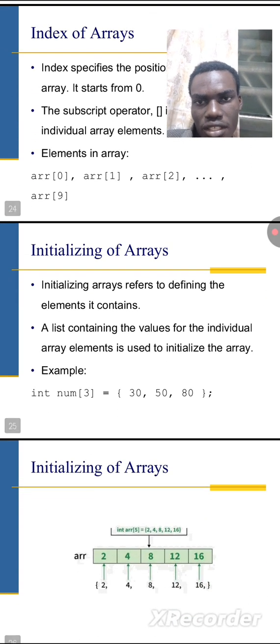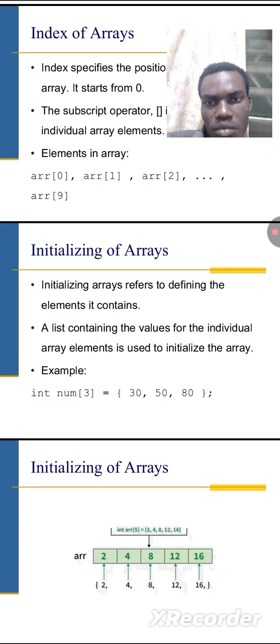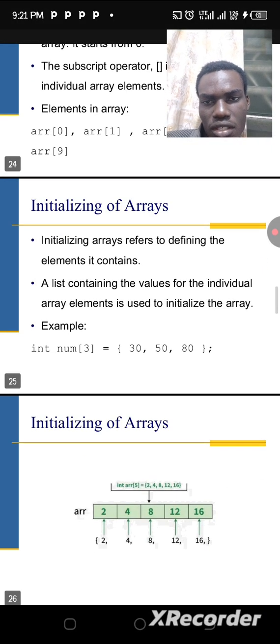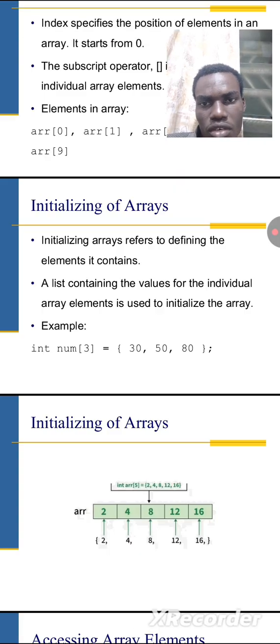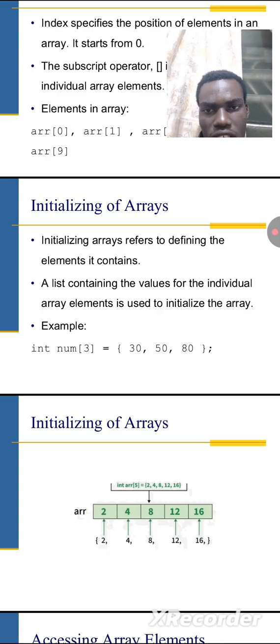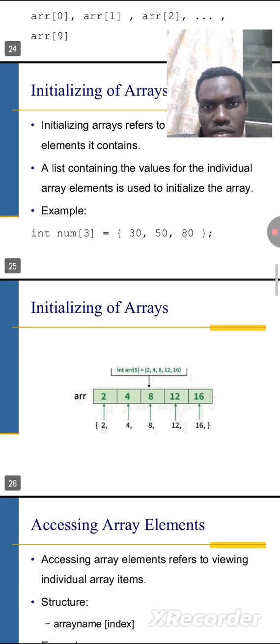Now let's see initializing of arrays. Initializing arrays refers to defining the elements it contains. A list containing the values for the individual array elements is used to initialize the array. So here's an example.